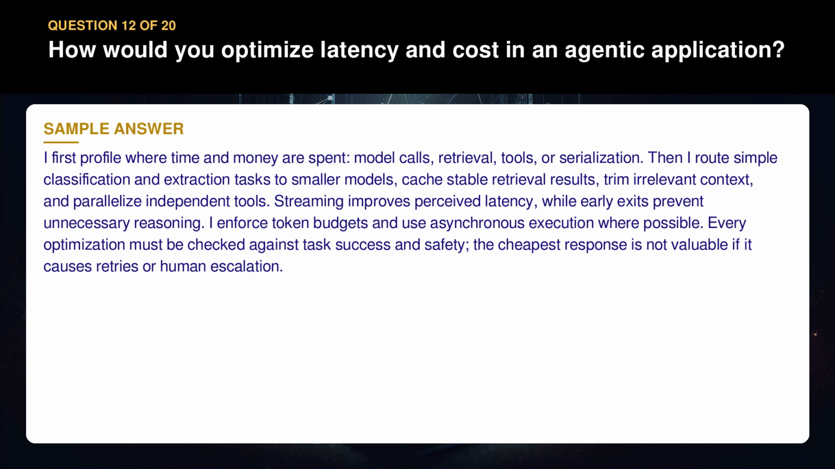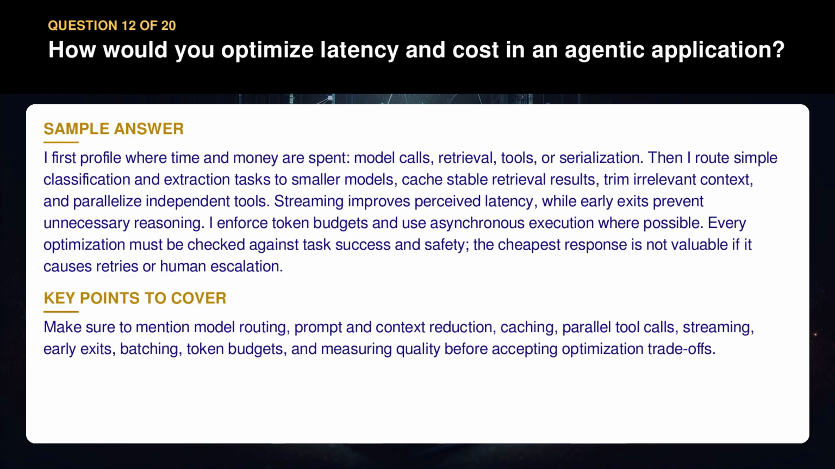I enforce token budgets and use asynchronous execution where possible. Every optimization must be checked against task success and safety. The cheapest response is not valuable if it causes retries or human escalation. Make sure to mention model routing, prompt and context reduction, caching, parallel tool calls, streaming, early exits, batching, token budgets, and measuring quality before accepting optimization trade-offs.